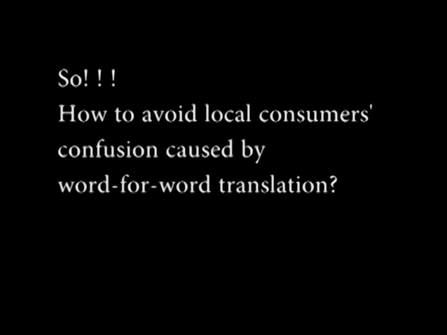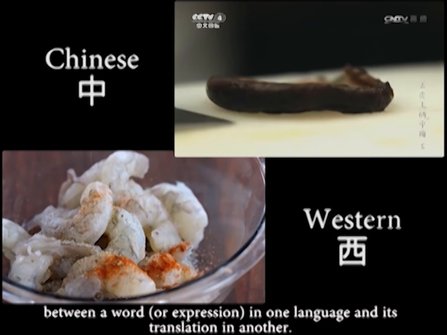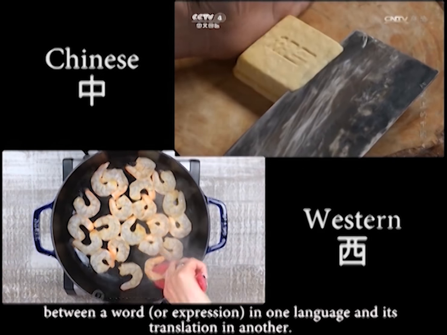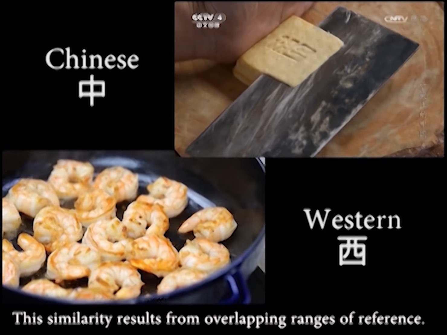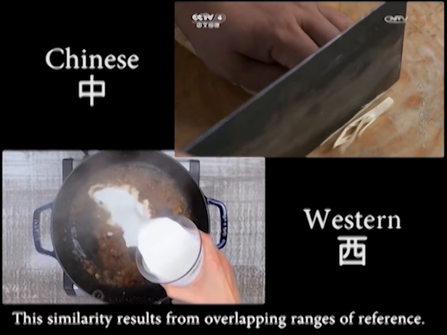So, how to avoid local consumers' confusion caused by word-for-word translation? Let's focus more on translation equivalence. What is translation equivalence? Translation equivalence is the similarity between a word or expression in one language and its translation in another. The similarity results from overlapping ranges of reference.